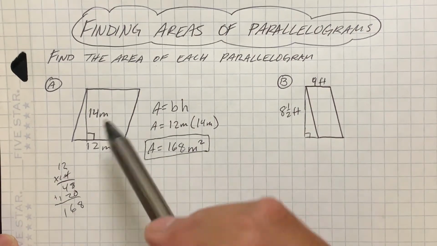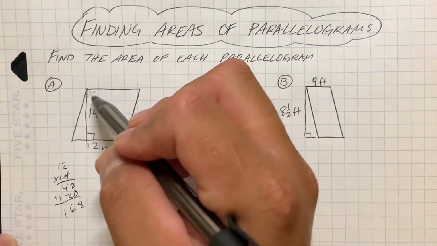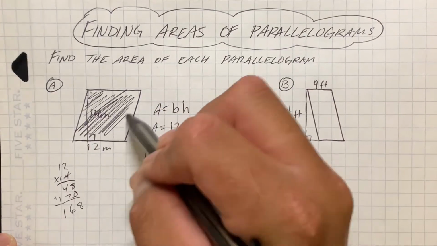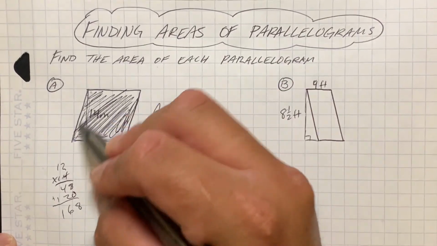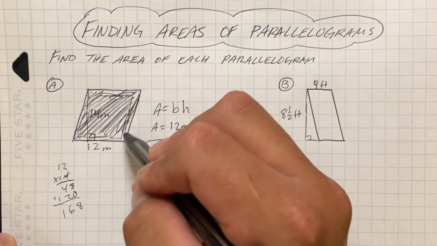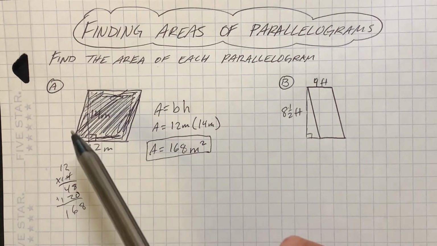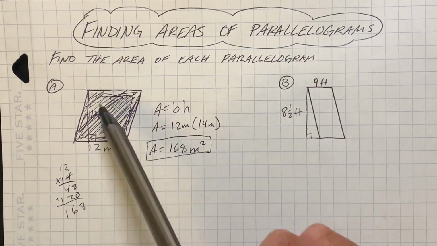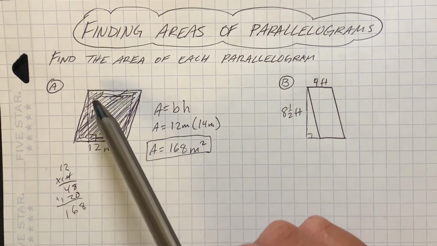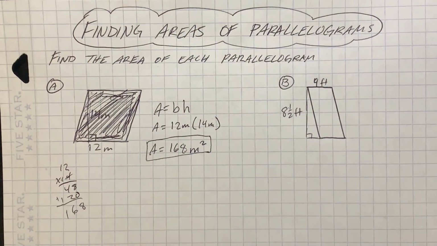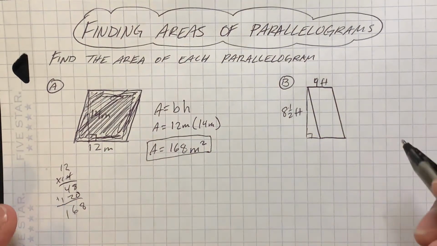So the area of this whole parallelogram, this whole rhombus, and a rhombus is a parallelogram. Now we'll make another video, we'll call it the Introduction to Geometry, following this video, to give you a better understanding. Again, the base is 12 meters, the height is 14 meters, but the area of this whole geometrical shape is 168 square meters. Moving on to the second problem here.